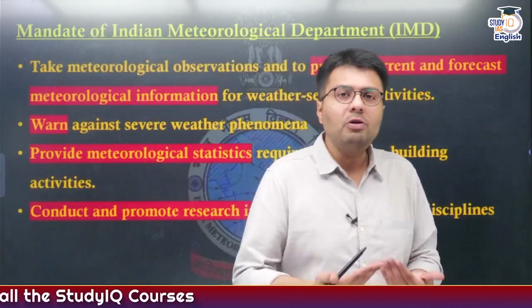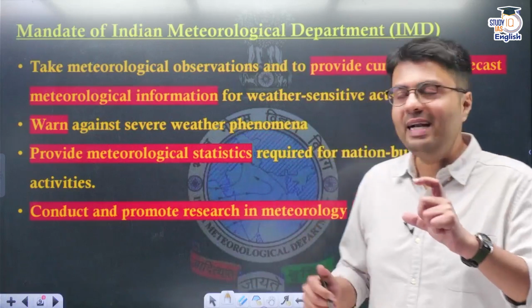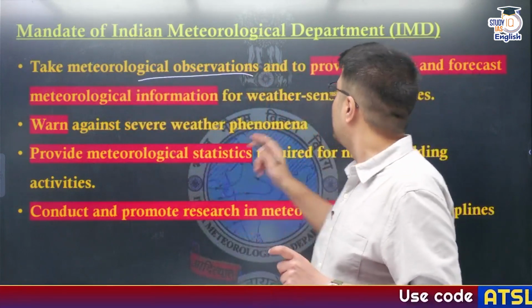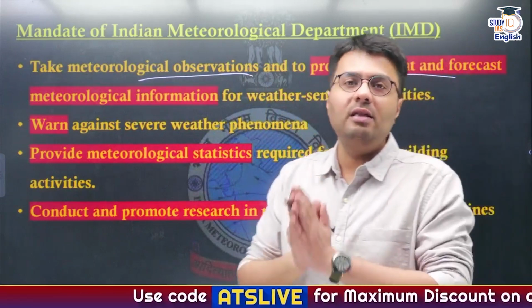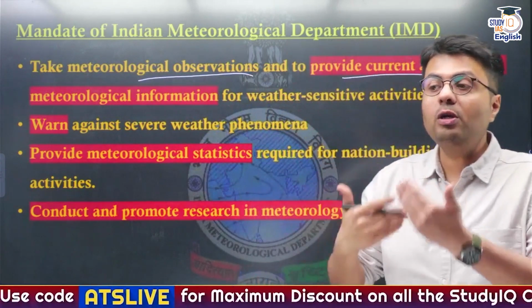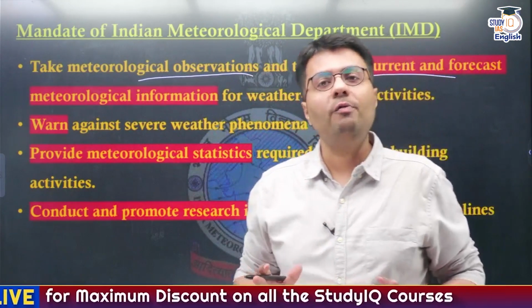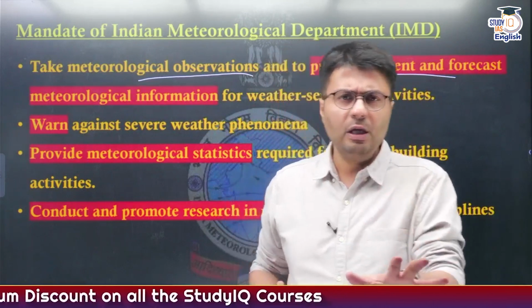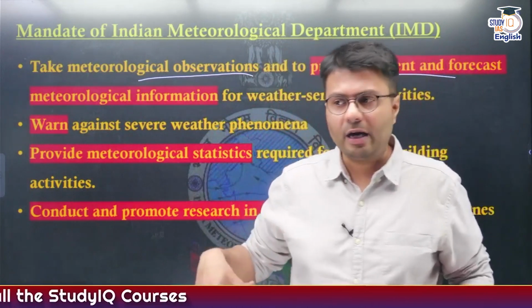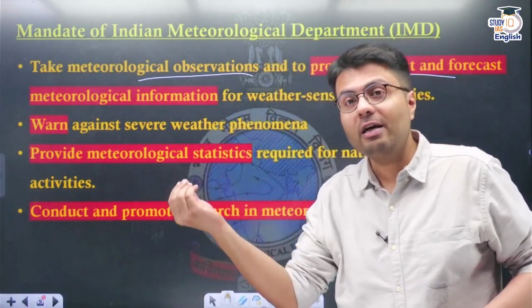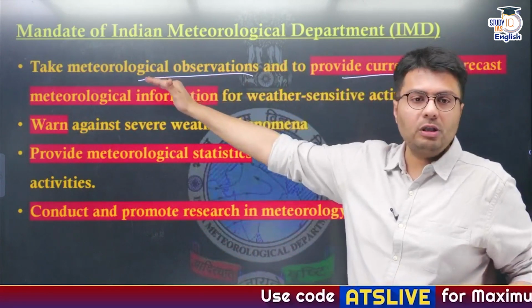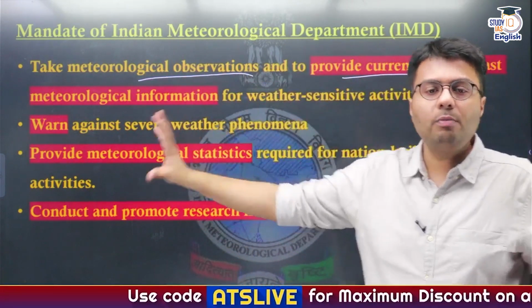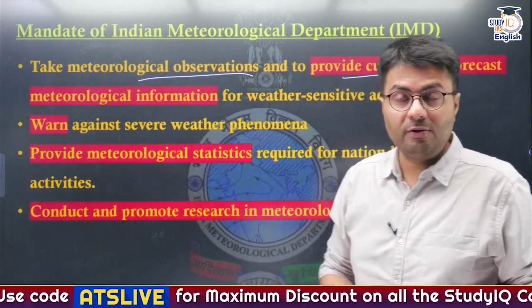Now, what is the responsibility of IMD? First, it takes meteorological observations and provides current and forecast meteorological information for weather sensitive activities, right? So suppose, what comes to my mind is agriculture is very rainfall sensitive because 55% of gross cropped area is rain fed. So what will be the levels of agriculture? Too much of it is dependent on rainfall. Therefore such meteorological observations and forecasts become important for weather sensitive activities.